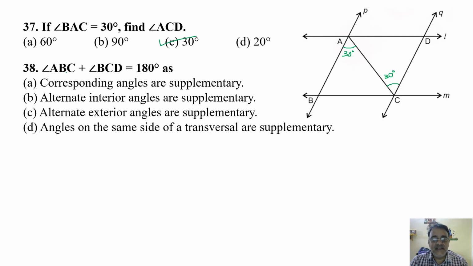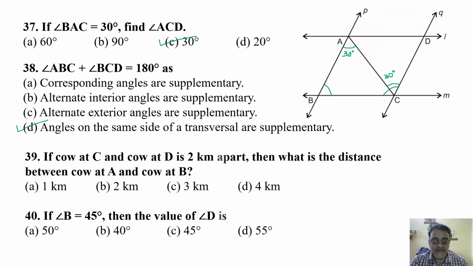Next, angle ABC plus angle BCD is equal to 180 degrees, that means this angle plus angle BCD, this angle. The sum of these two angles is equal to 180 degrees because angles on the same side of the transversal are supplementary. Now question number 39. If the cow at C and the cow at D are 2 kilometers apart, so if this distance is 2 kilometers, this distance is also 2 kilometers. Okay. And the correct option is option B, 2.